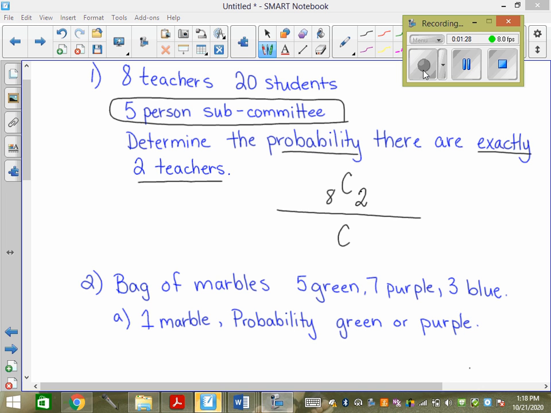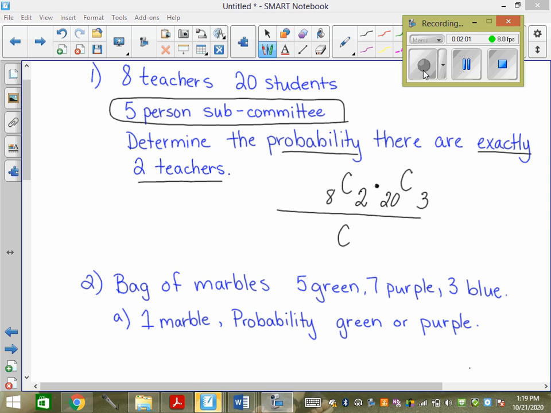I need a what person subcommittee on the top and the bottom? 5. Currently I have how many on the top? 2. So I need 3 more. And they're going to have to be what? Students, because I need to have exactly 2 teachers, so I can't have any more. Do I multiply them or add them? Multiply, because you need 2 teachers and 3 students.